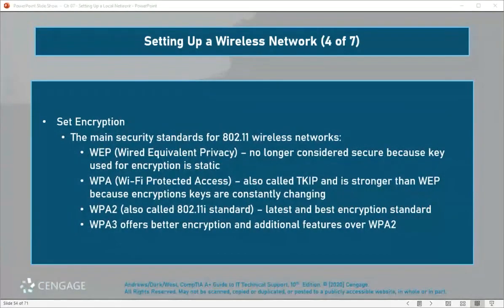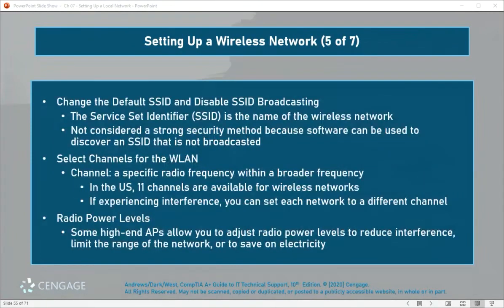Now, our main standards for 802.11 networks are things like WEP, which we don't use anymore because the key used for the encryption is static, which means that it's able to be broken fairly easily. So do not use WEP, do not use WEP, do not use WEP. WPA is okay. WPA2 is a much more common standard, and then there's WPA3, which has some additional features but has not been widely adopted to the same degree as WPA2 yet. But it really is just a matter of time.